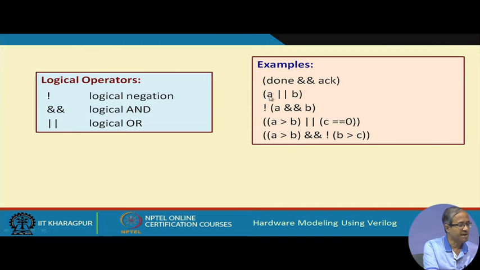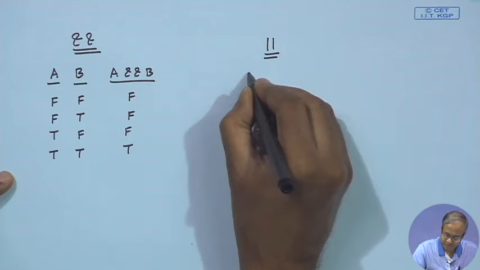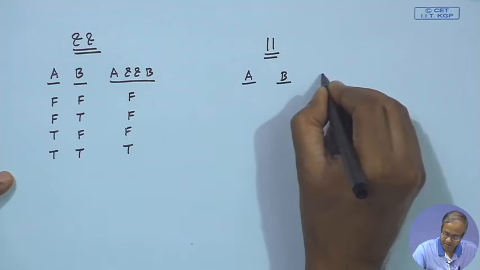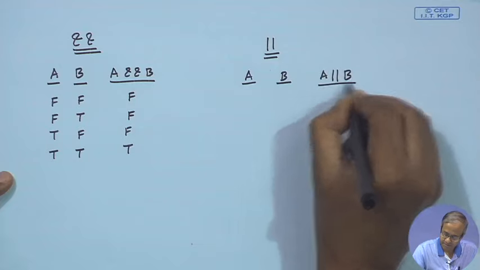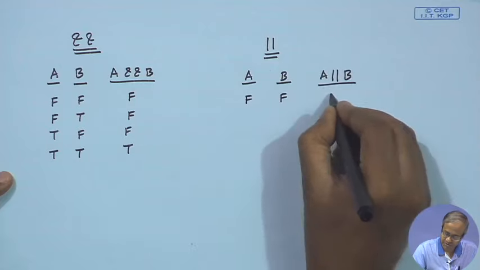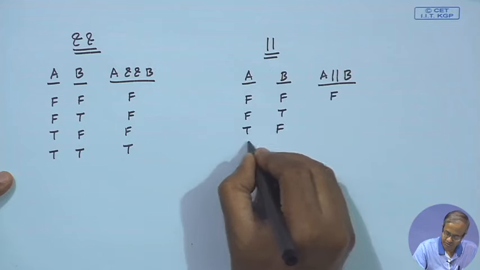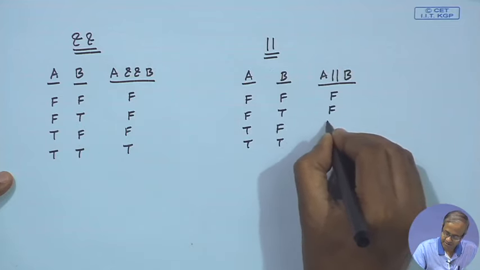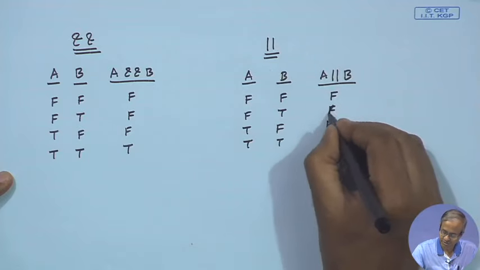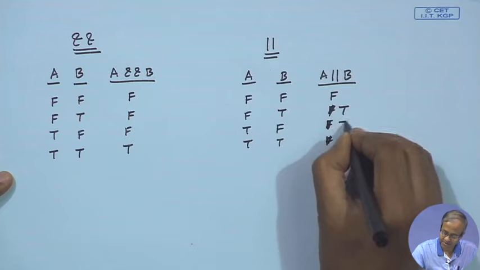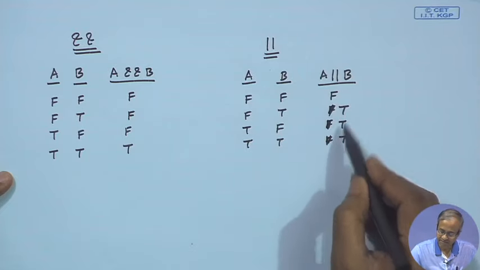Similarly, you can have this OR, A OR B, where A is a logical expression, B is another logical expression, which again have values true and false, and they are combined with an OR. So, just to recall, the OR operation is defined as follows. When both of them are false, then the OR operation is false, but if at least one of them is true, false true, true false, or true true, then this expression will be returning true. This is the definition of OR.